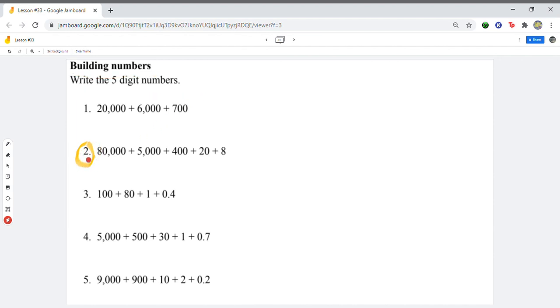So I'll be teaching you the easy way of solving this. It involves really no math, but I will also go over the long way as well. So when you look at this problem, 80,000 plus 5,000 plus 400 plus 20 plus 8, we notice that there's a lot of zeros.